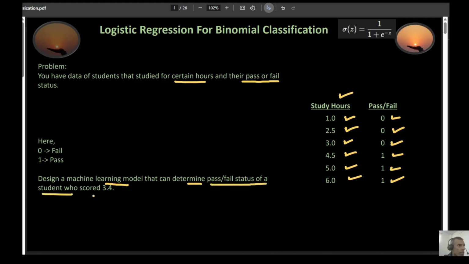Design a machine learning model that can determine a pass or fail status of a student based on their score. Let's say somebody's score is 3.4 and you want to determine whether this individual, the student who scored 3.4, passes or fails. These types of problems are done by using logistic regression for binomial classification. So in this session, we are going to be focusing on these types of problems.